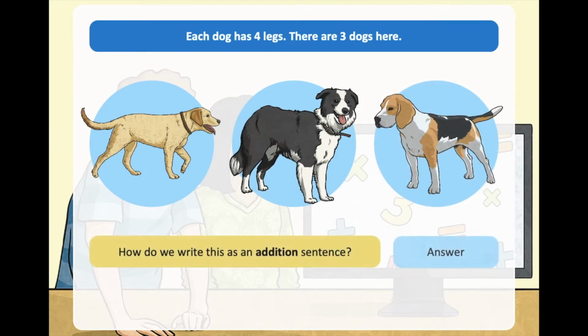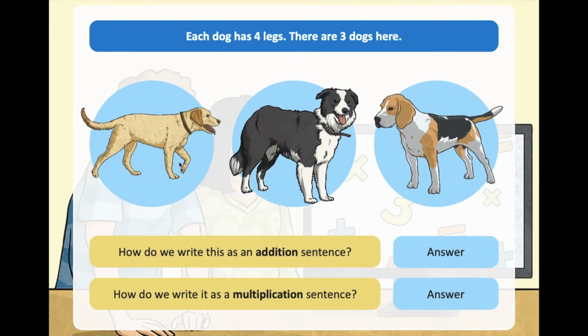Let's do some doggies. Each dog has 4 legs and there are 3 dogs. How do we write this addition sentence? And when it says addition sentence, it means using the plus sign because plus can also mean addition. So we have 4 plus 4 plus 4. So that's how we would write it. And how I would find the answer is I would go double 4 is 8 and then I could break my 4 into 2 and 2, so I could go 8 plus 2 is 10 plus 2 is 12. Or you could just skip count, 4, 8, 12.